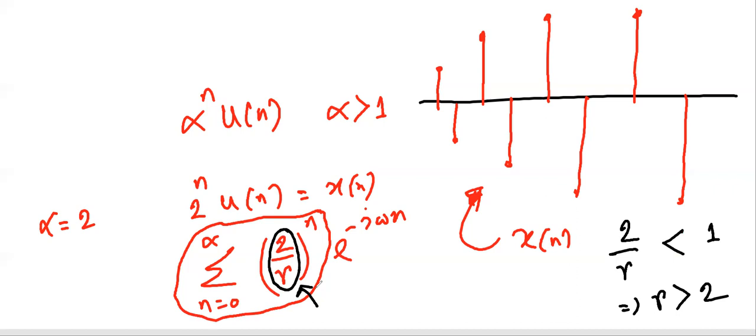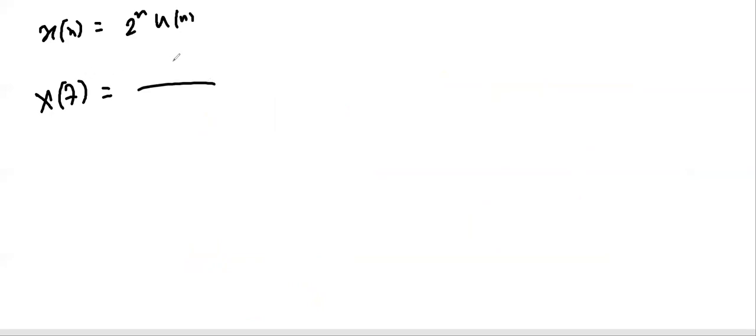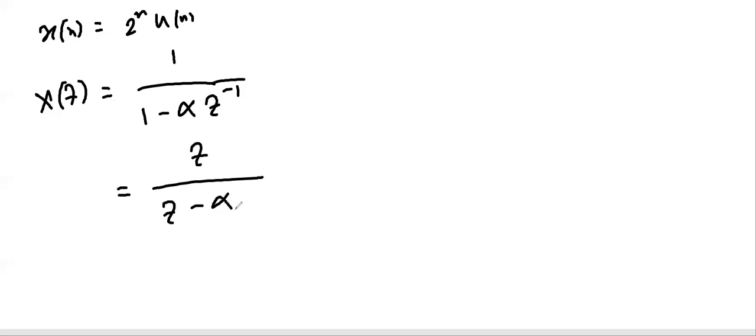So if you do the Z transform, of course you can do it yourself, you can find the Z transform X(z) of that function. xn is equal to 2 to the power n u[n]. If you do the Z transform, you find 1 divided by 1 minus alpha z to the power minus 1. You have done it before, so you can find this, and considering it in more detail, we have z over z minus alpha.